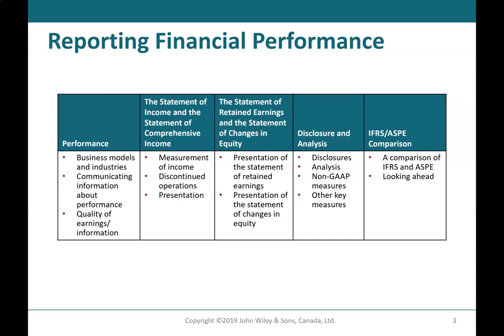Reporting financial performance. Performance, business models and industries, communicating information about performance, quality of earnings and information. The statement of income and the statement of comprehensive income. Measurement of income, discontinued operations, presentation. The statement of retained earnings and the statement of changes in equity. Presentation of the statement of retained earnings, presentation of the statement of changes in equity. Disclosure and analysis. Disclosures, analysis, non-GAAP measures, other key measures. IFRS ASPE comparison. A comparison of IFRS and ASPE, looking ahead.